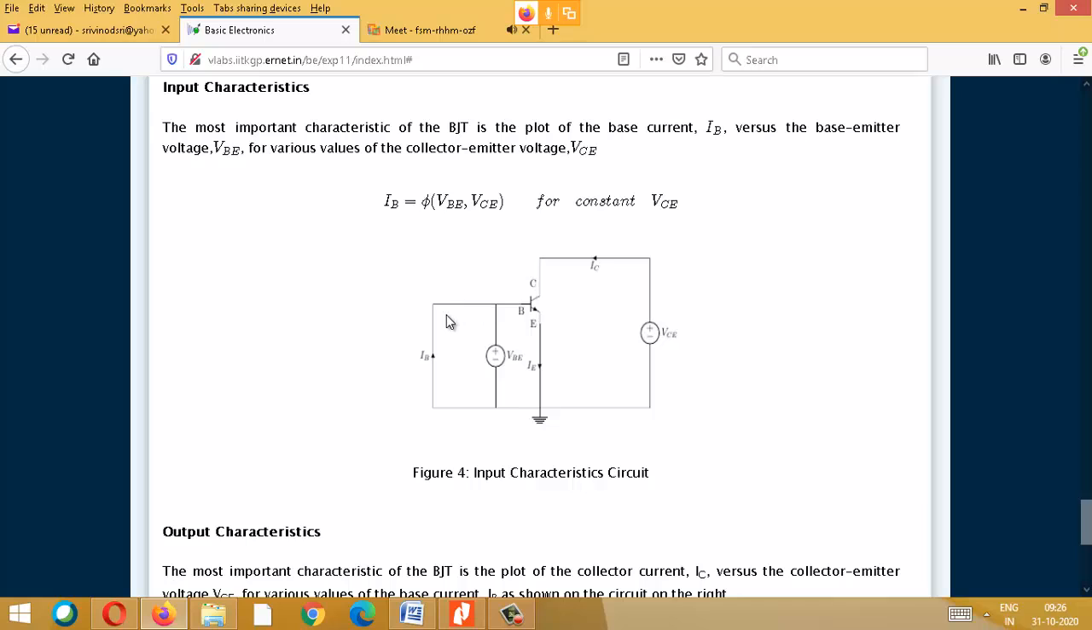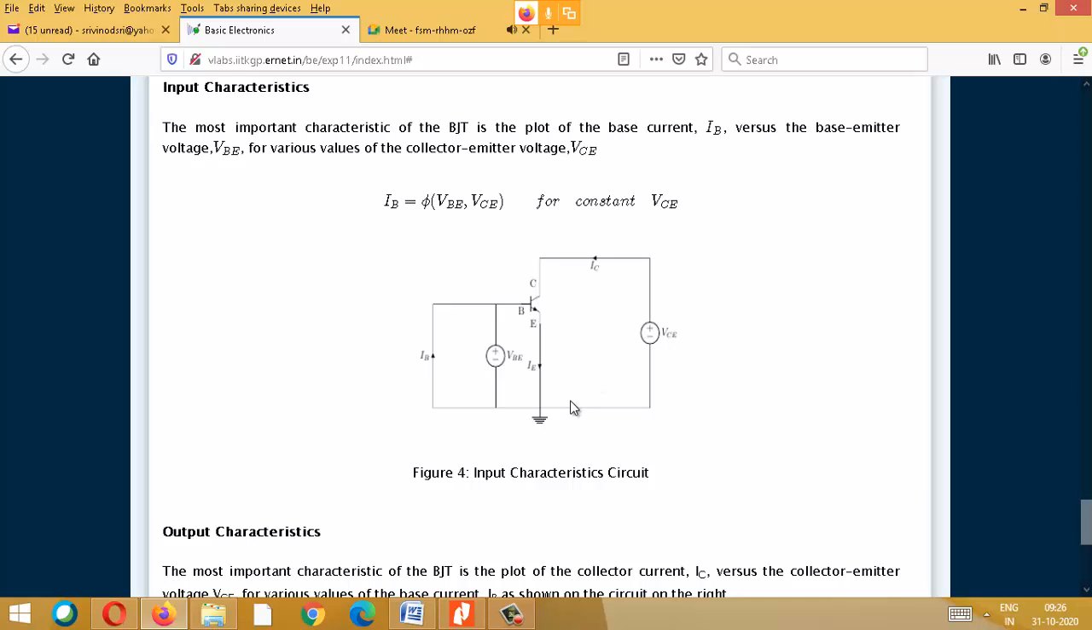So when you say input, it is nothing but base to emitter, and when you say output, it is between collector and emitter. Now when you measure voltage, we always measure voltage in parallel. So the input side voltage we call V suffix BE, that is base to emitter. Similarly, when you want to measure the voltage across the output side, it has to be connected across C to E, so we call it voltage VCE, which is between collector and emitter.